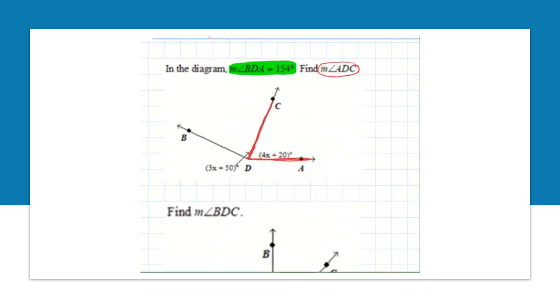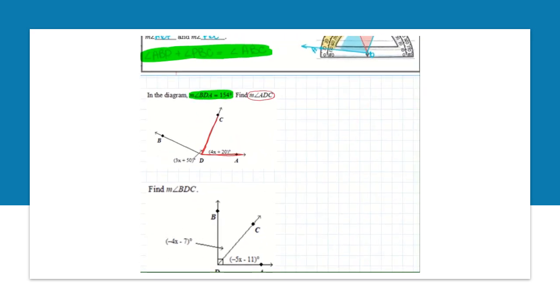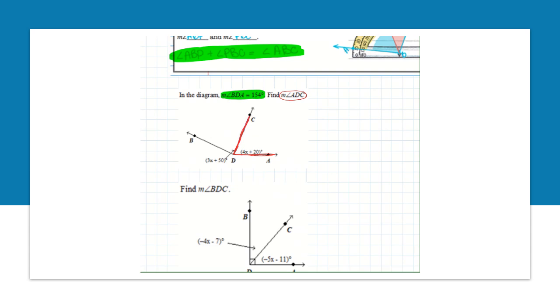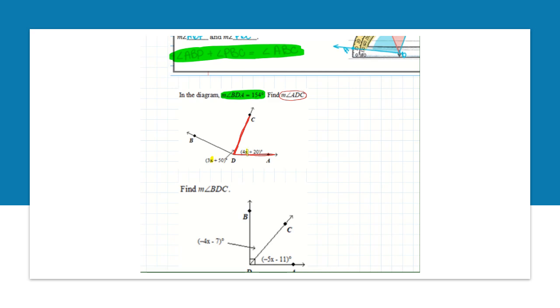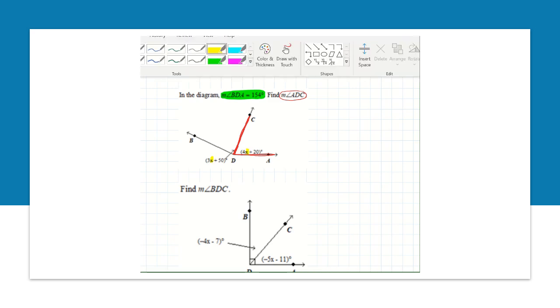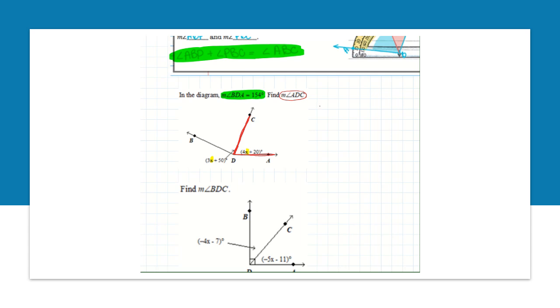The angle measurements that we're given here are in terms of x, and we want to find the actual value of those angles. So we're going to use an equation so that we can find what x equals, which then is going to lead us to find the actual values of those angles. My statement using the angle addition postulate is angle BDC plus angle ADC equals the bigger angle, which is angle BDA.